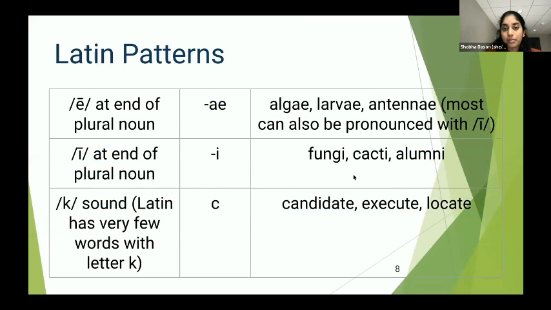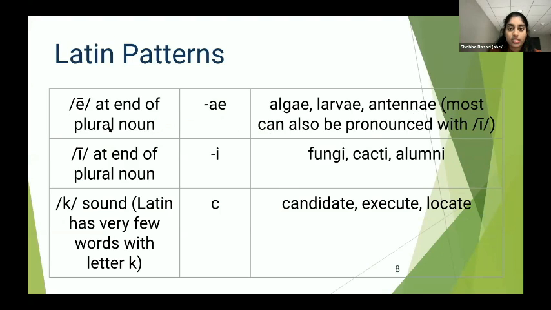Okay. So yeah, the singular is alga, the plural is algae, and it's pronounced with the E sound. So the AE is pronounced with that E sound. Same thing for larva: the singular is larva, the plural is larvae, and you have that E sound as well. Antenna, antennae is the exact same example.